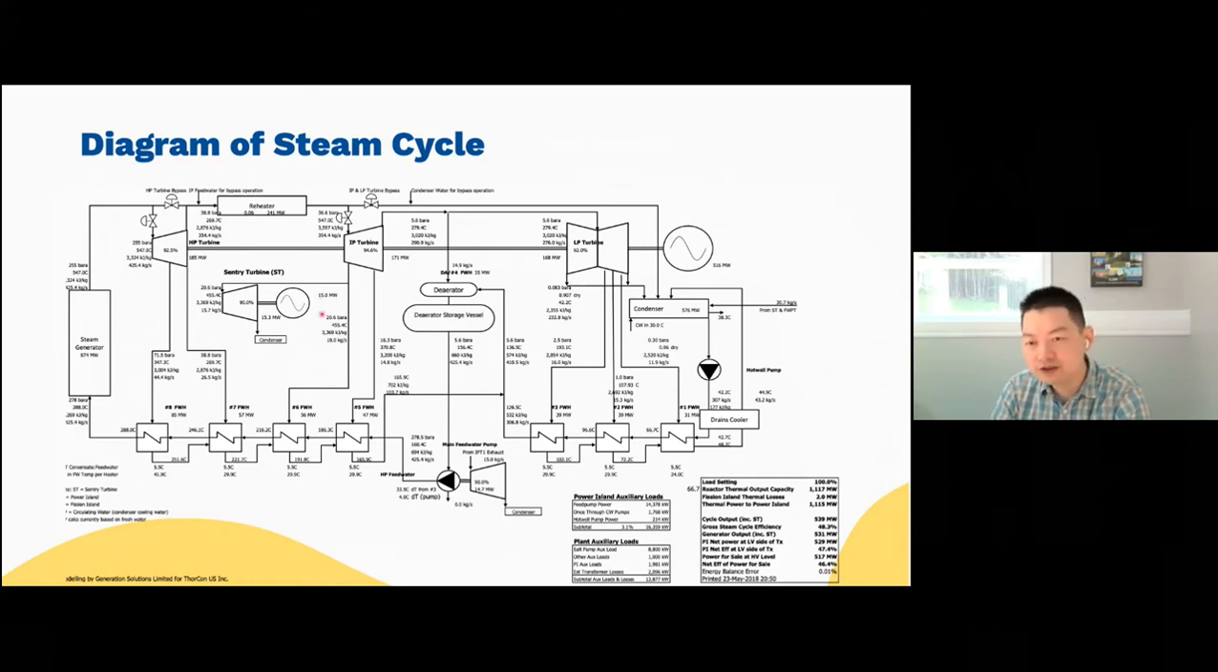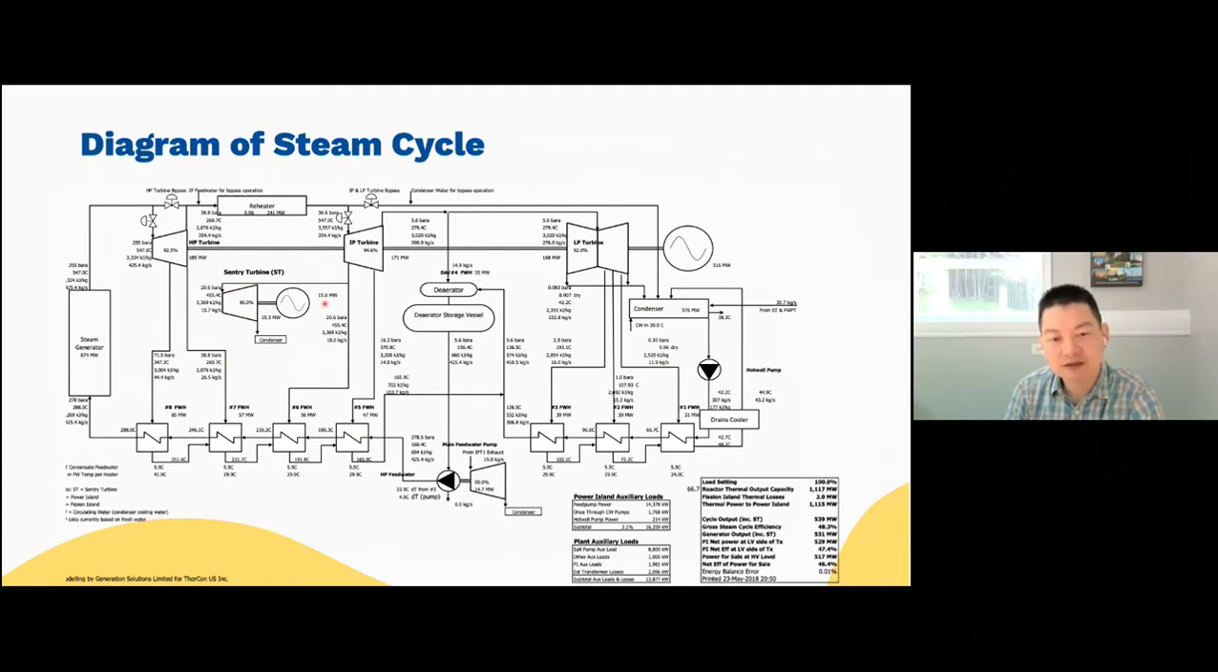So 2 features I want to point out here. One is this called sentry turbine here. So this turbine, as you can see, generates 15 megawatts of electric power. This power can be used to operate the power plant.